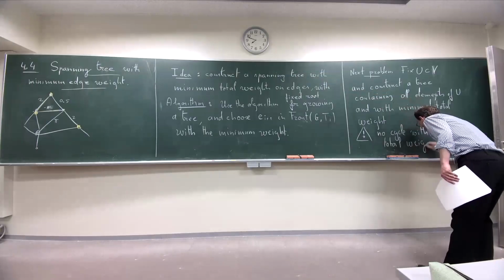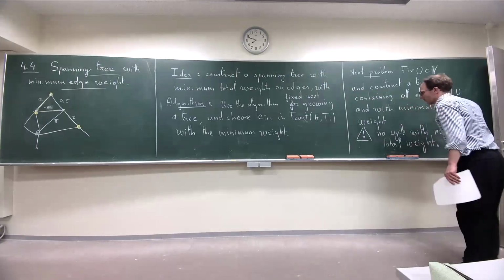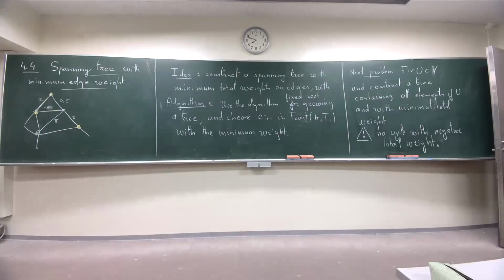Otherwise, simply your algorithm will never finish if you do it. So this is another problem. Fix a U, and I'm going to fix the simplest one. I will just fix 2 points. Fix a U and construct a tree containing all elements of U, but with a minimal total weight.